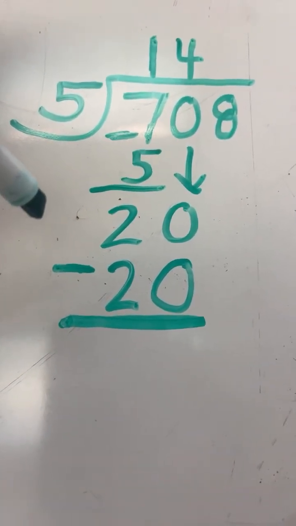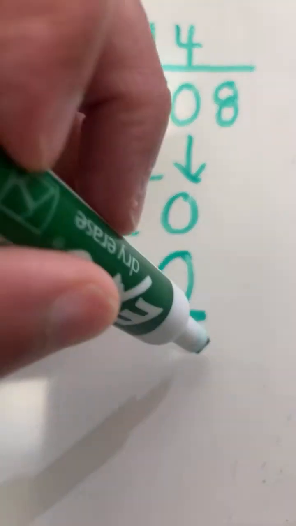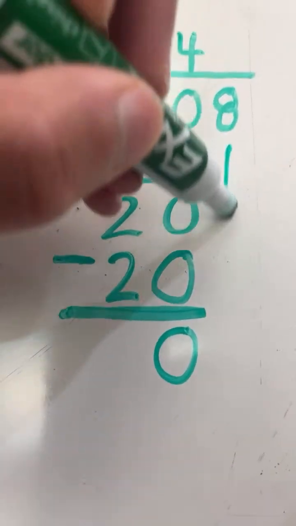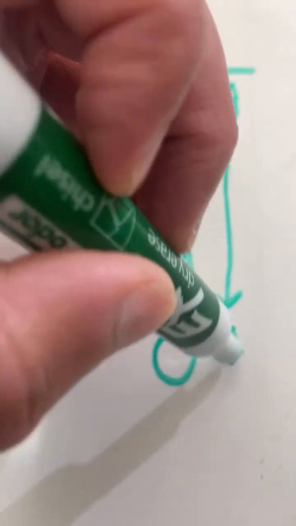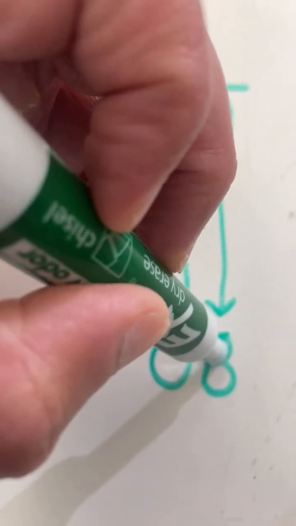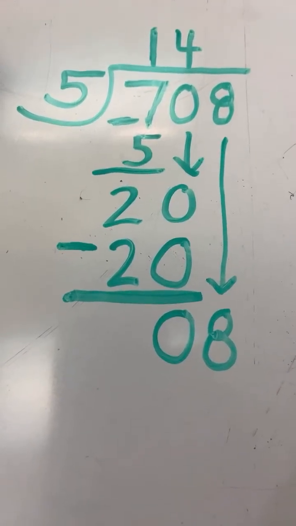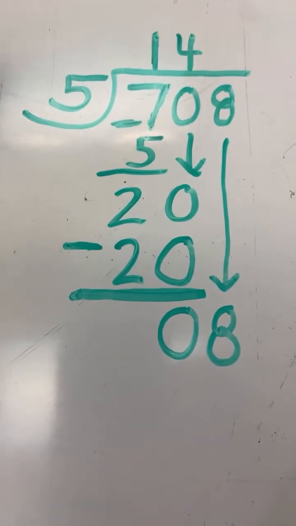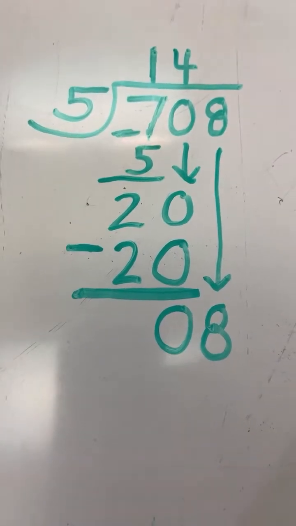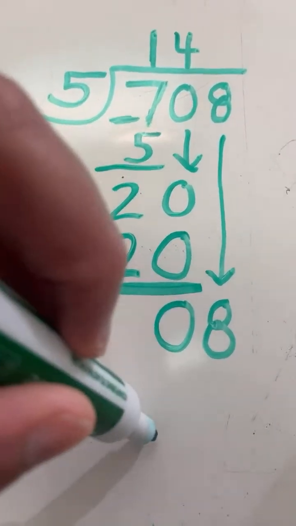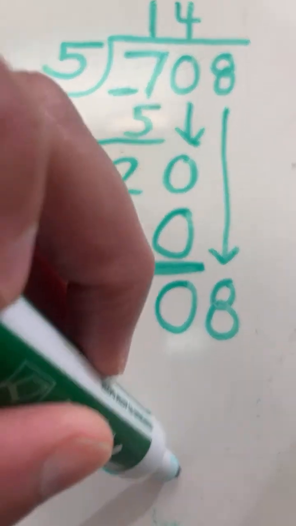All right. 20 minus 20 equals 0. There is no remainder. Next, we bring down the 8. So here, toward the end of this, you're going to get to see what happens if it ends up being a mixed number, because, spoiler alert, we're going to have a remainder here. So, how many groups of 5 go into 8? 5, that's 1 group of 5.